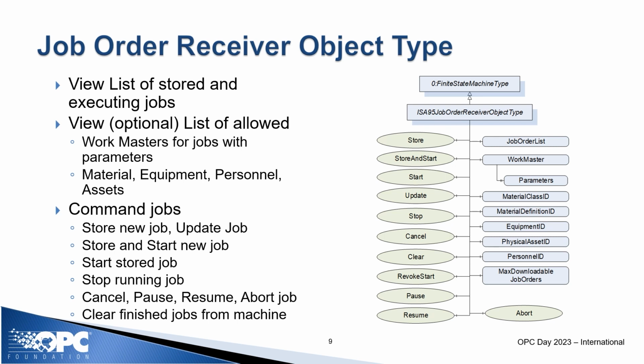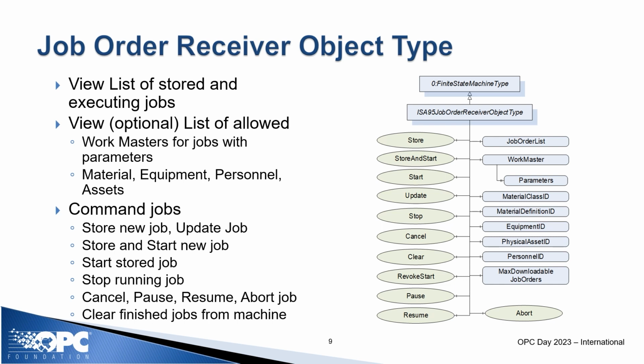Now, in order to make this all work, we also had to have what workmasters that job order receiver type can accept. So for example, let's assume you had a packaging line and you could package, let's say, 4 different types of packages out there. When you send the job down, you tell it which of those 4 is the workmaster that you want to have. And there may be some additional parameters associated with it. For example, how many cartons go into a case? How many cases go onto a pallet?